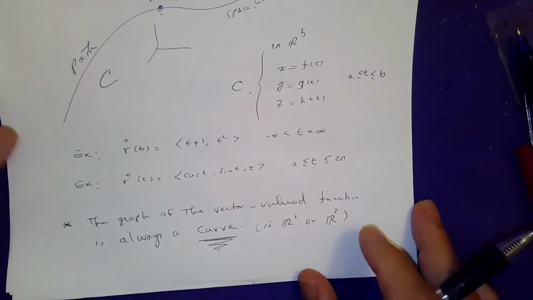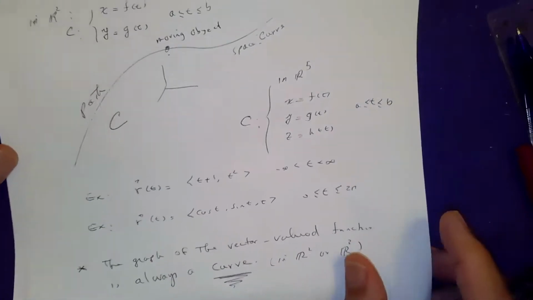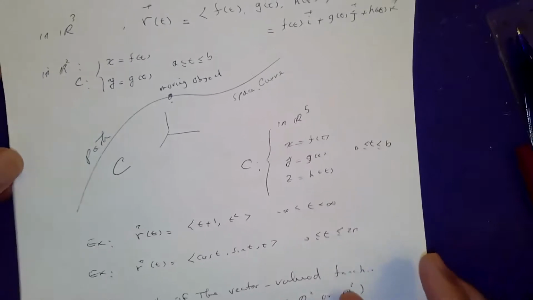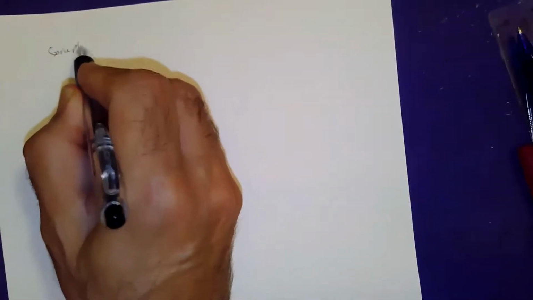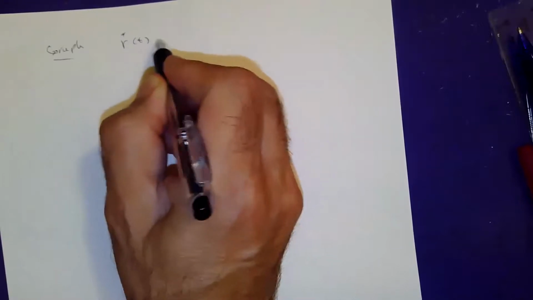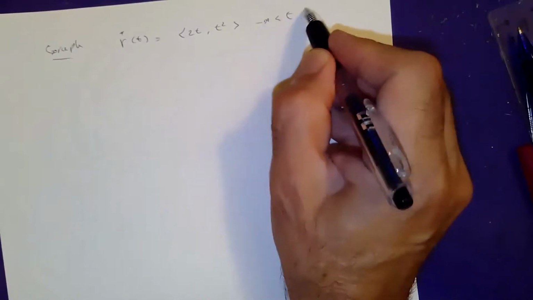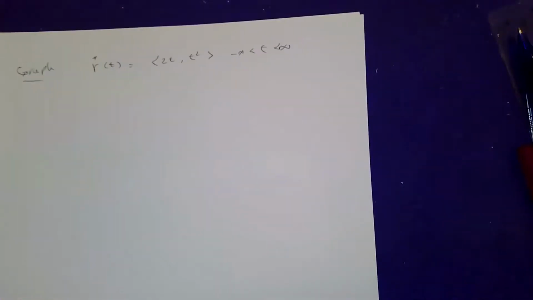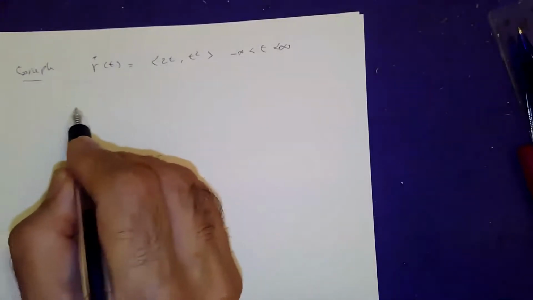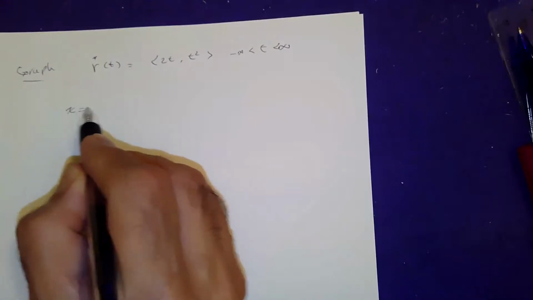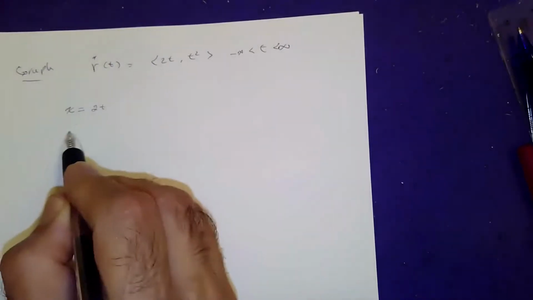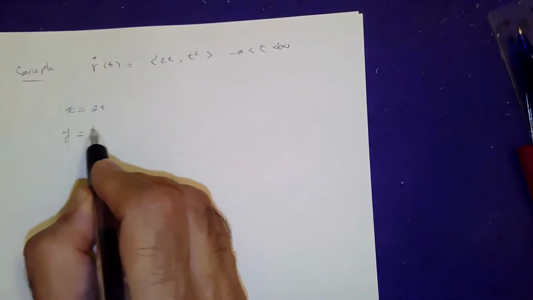Okay, let's do a quick example so I can show you how to graph these, but you can always go to Plot 3D and graph these guys, no problem. So let's say you were asked to graph R of t is equal to 2t, t squared, where there's no restriction on t. So one way is what? Write the parametric equation of this vector value function, like so.